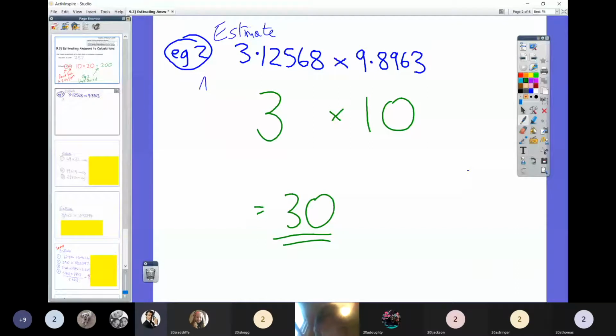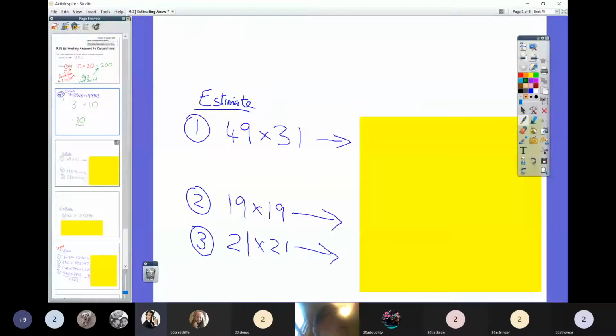Okay, so I'm just going to model a few more. I just want you trying to beat me to it in your head. I'm not going to give you enough time to write these down, but I want you thinking about what's going to be written down. So 49 is going to round to 50. 31 will round to 30. And then we do 3 times 5 is 15, and we add the 2 noughts. So we know that 49 times 31 is roughly 1,500.